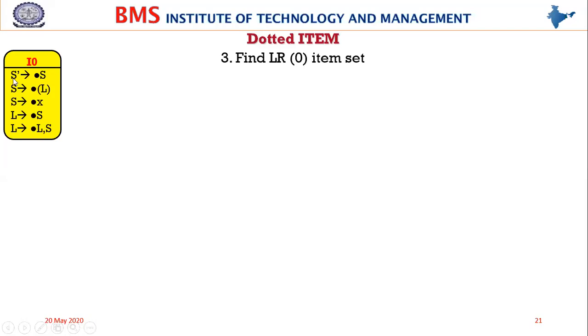It starts with S' produces dot S. And according to our previous rule, if there is a dot in front of a non-terminal, we should include all its productions with the dotted notation. So for that reason, we get S produces dot open parenthesis L close parenthesis, and S produces dot X. So these two things we got.